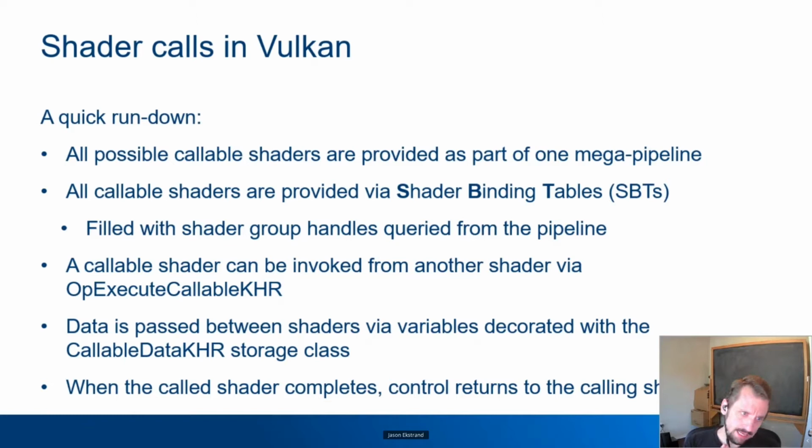In any ray tracing shader stage, you can call a callable shader via the OpExecuteCallable opcode in SPIR-V, which maps to executeCallableEXT in GLSL. To pass data between the shaders, there are variables that are decorated with the callable data storage class. There's actually two storage classes. There's CallableData, and there's IncomingCallableData. CallableData is the one used in the caller, and IncomingCallableData is the one used in the callee. And these two variables in the two different shaders alias each other, and that's how you pass data back and forth. Once a callable shader completes, control flow returns to the calling shader. So it's basically like a function call, only it's a shader call.